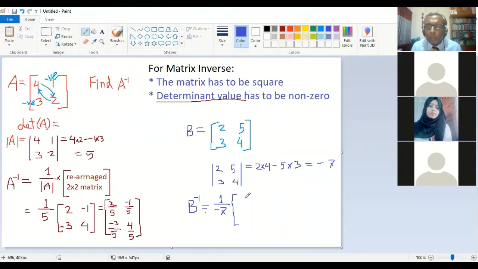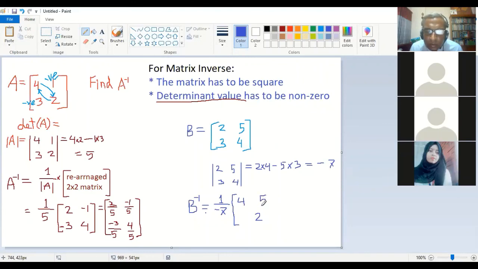Now tell me, can you tell, what will be the change? Sir, 4, 2, right? This four is the first thing you do. Yes. And then minus 5. Exactly, exactly. This is correct. So this way you rearrange the 2x2 matrix, and then 1 divided by -7, then fine. This is the inverse. Done.